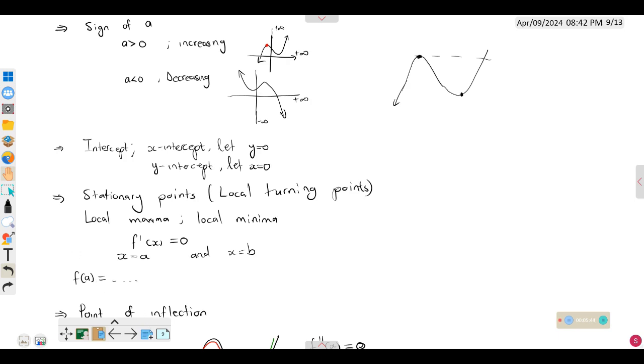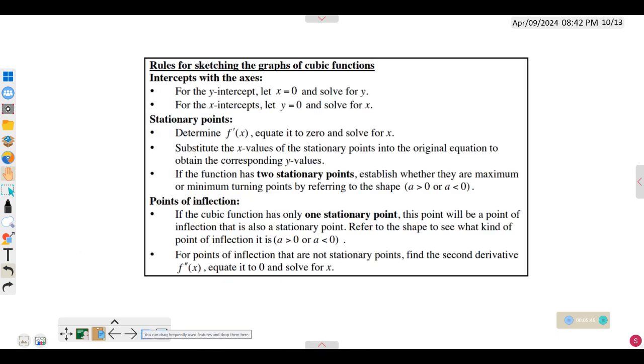Okay, so right here I have the summary version. It says the rules for sketching the cubic functions or the cubic graphs. First of all, you need what? You need the y-intercept by letting x equal to 0, and you solve for y. You need the x-intercept by letting y equal to 0, and you solve for x.